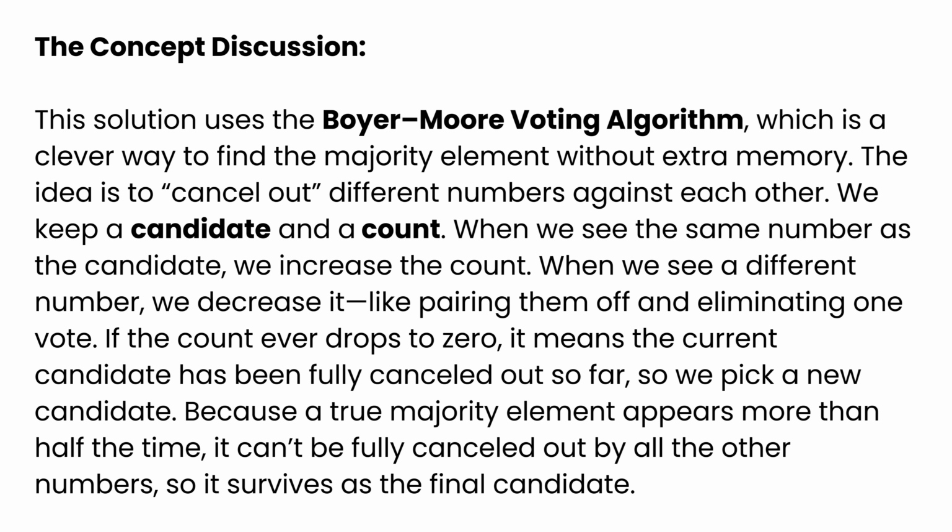When we see a different number, we decrease the count. This is like pairing them off and eliminating one vote. If the count ever drops to 0, it means the current candidate has been fully cancelled out so far. So we pick a new candidate. Because a true majority element appears more than half the time, it cannot be fully cancelled out by all the other numbers. So it survives as the final candidate.